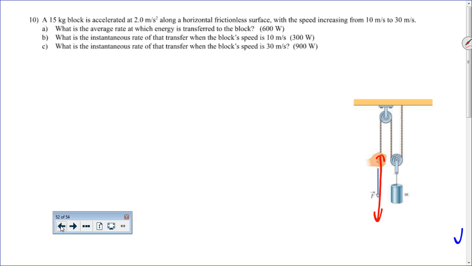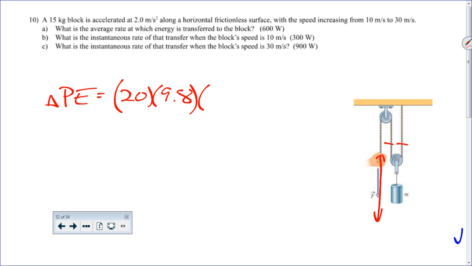That means that this side of the rope has to decrease by a length of 2 centimeters, right? Half of it's going to come from here, half of it's going to come from here. How much is the weight going to go up? Just 1 centimeter. So my change in potential energy is going to be mass times 9.8 times the height I lifted, which is 1 centimeter.